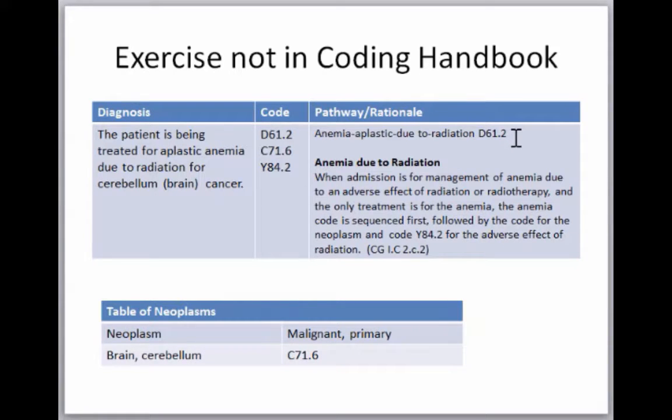We have the aplastic anemia due to radiation, which has a very specific code, and we know from our guideline exactly how to code this. When admission is for management of anemia due to the radiation and the only treatment is for the anemia, the anemia is sequenced first, followed by the code for the neoplasm and code Y84.2 for the adverse effect. Y84.2 is what's called an external cause code, and some hospitals do not report that, but because it's in our guidelines, I think I would report it until I'm told not to.